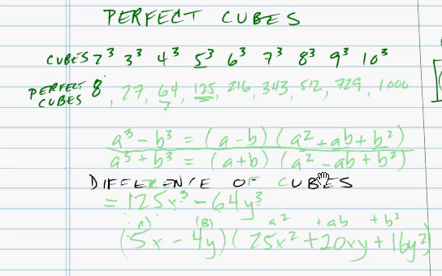And those are 8, 27, 64, 125, 216, 343, 512, 729, and lucky 1000. So each one of those are perfect cubes.